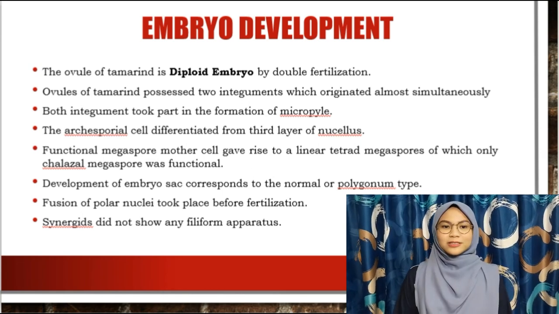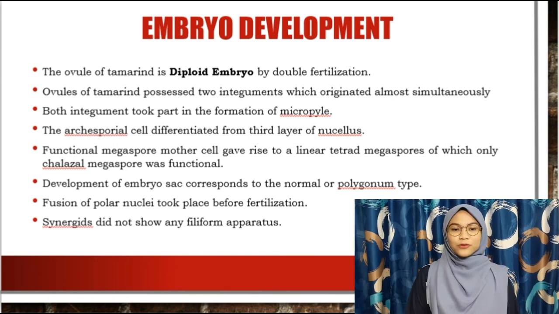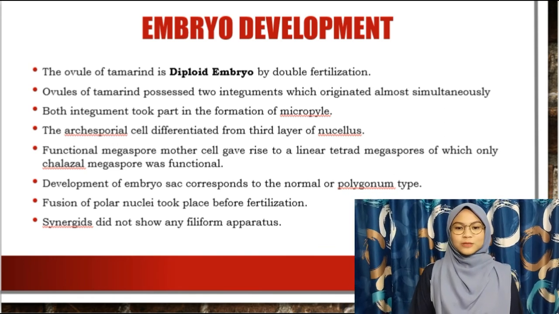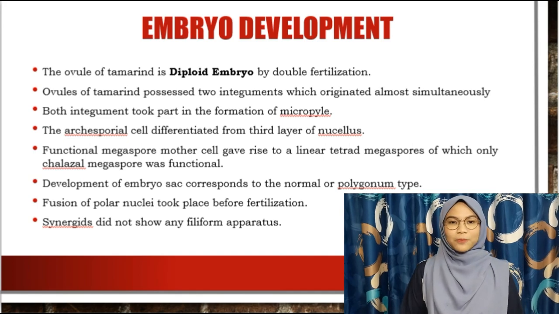Development of embryo sac corresponds to the normal or polygonum type. Fusion of polar nuclei took place before fertilization. Synergids did not show any filiform apparatus.